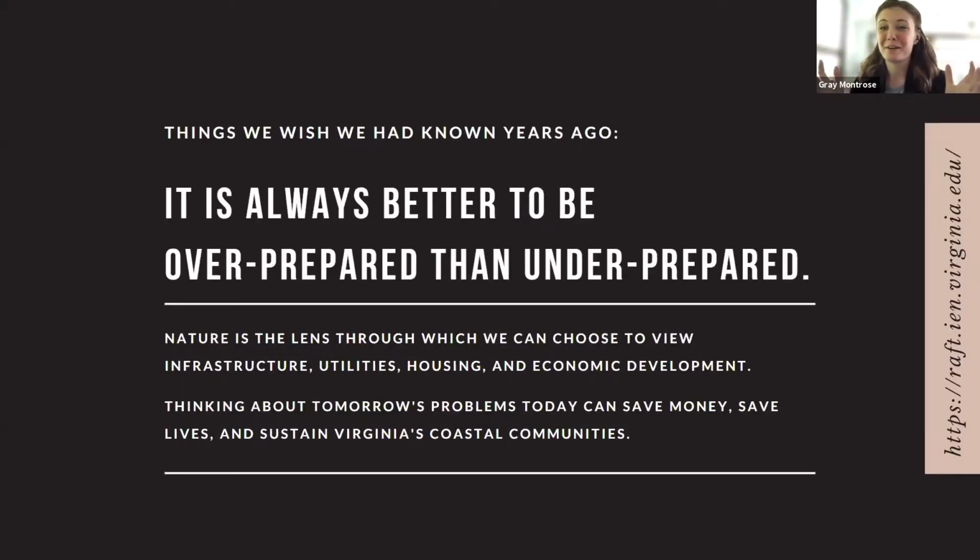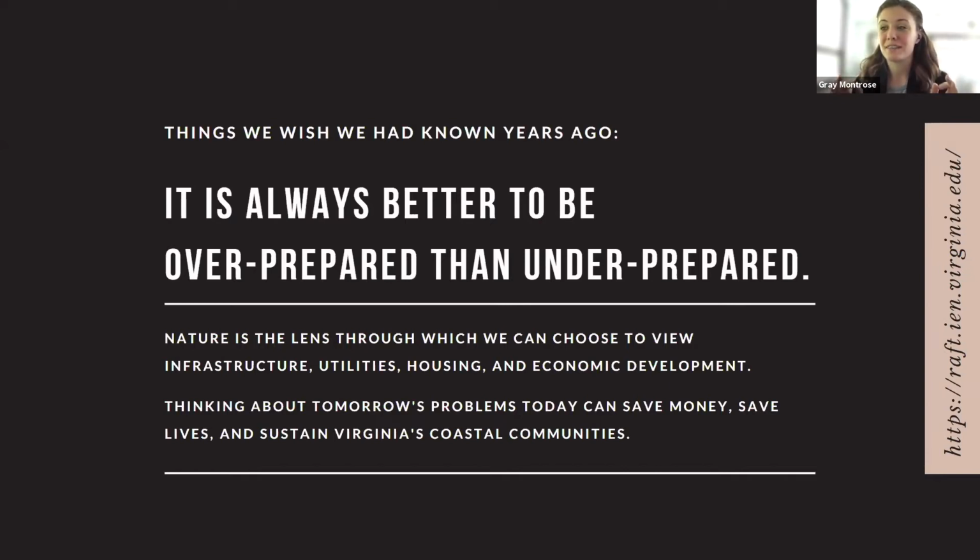Things we wish we had known, right? It is always better to be over prepared than under prepared. We had a situation last year in which we had a hurricane incoming. There was a lot of preparation that was done. There was a lot of resources mobilized. Turns out we didn't need it. The hurricane didn't come this far north, but we were prepared. And so that's what made all the difference, from needing and not having to having and not needing.